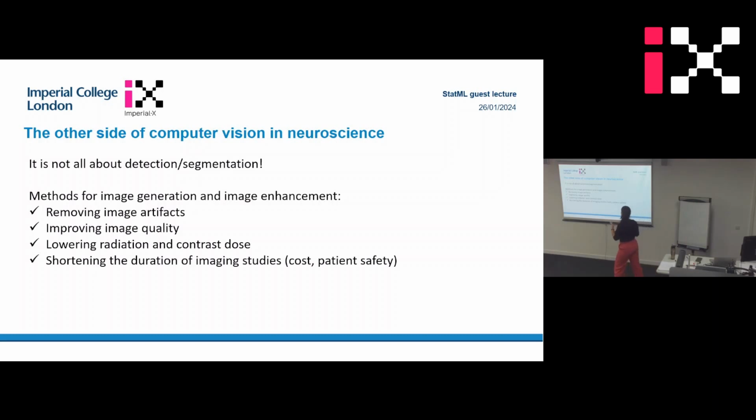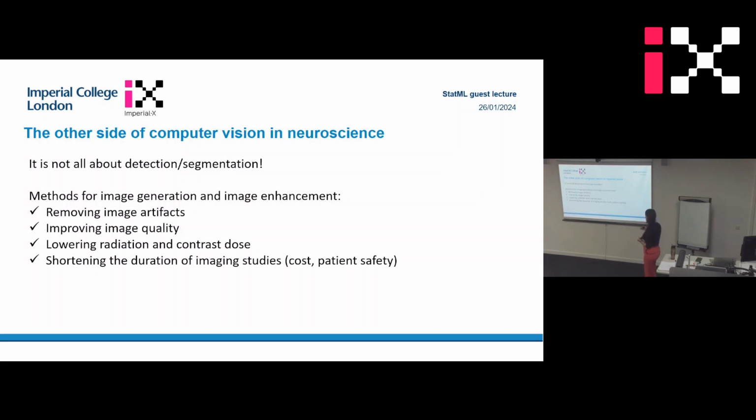And so obviously these things are very important because anything that we can do to reduce radiation, reduce contrast, which is basically what you give for certain types of imaging, helps. Usually these are chemicals that are not super good for your body. So again, if you can reduce the dose, then that's great. And also if you can shorten the duration of the imaging studies, that's great.